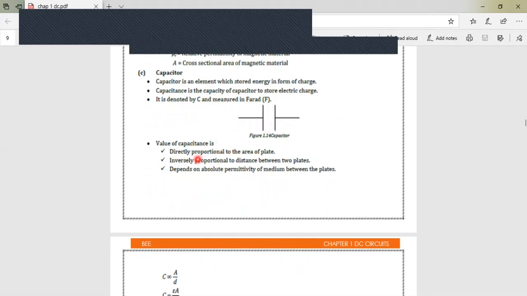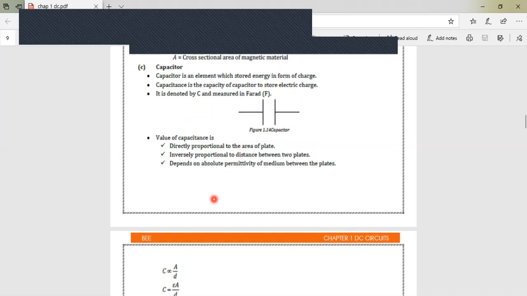See here, capacitance is directly proportional to the area and inversely proportional to the distance between two plates. Basically, these two are the plates, and a dielectric medium is between these two plates of the capacitor. Capacitance is denoted by C and it is measured in Farads.